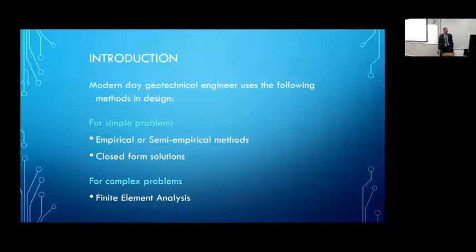Okay, generally engineers of today, before you try to design anything, what are the tools that we got? For simple problems, as you would have done in your undergraduation, you would probably use empirical, semi-empirical methods that can be used for design, and some kind of closed form solutions for the problems. So, for example, if you want to design the foundation of a building, you would go to bearing capacity factors given by Terzaghi, look up the bearing capacity factors for the friction angle, and off you go to design. That works for simple problems.